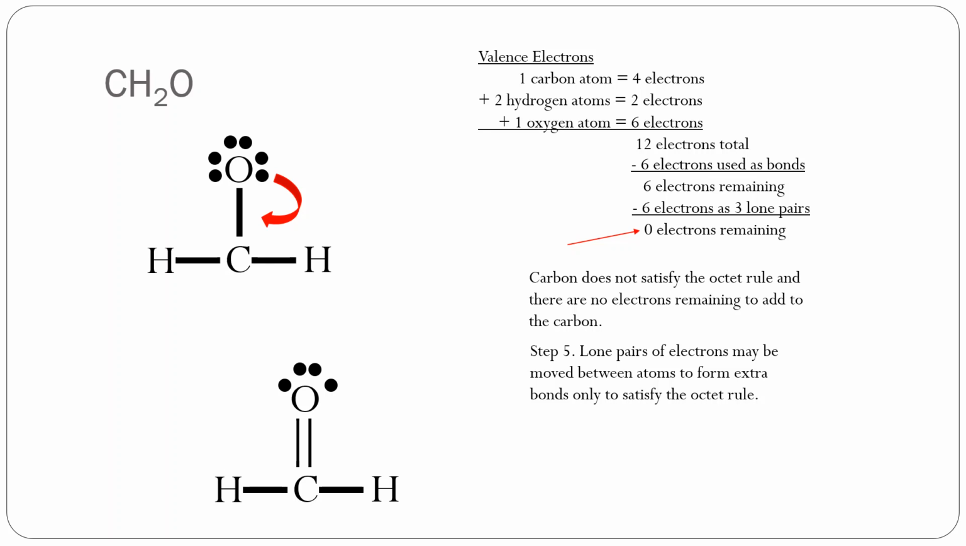This is the Lewis structure for formaldehyde. This includes the double bond between the carbon and the oxygen.